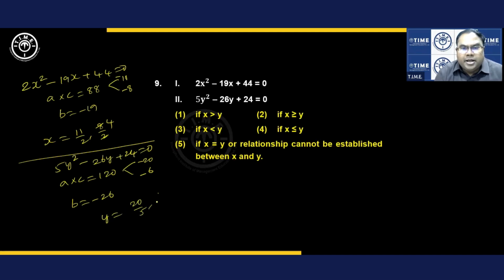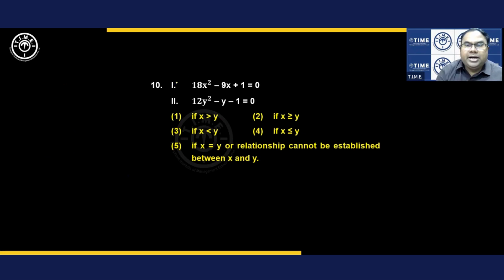20 by 5, comma 6 by 5. So 4, comma 6 by 5. Now, let me see here. 11 by 2 is 5.5. It is greater than 4, greater than 6 by 5. 4 and 4 are equal and it is greater than. So x roots are either greater or equal to y. Greater or equal to y is present in choice 2, right?